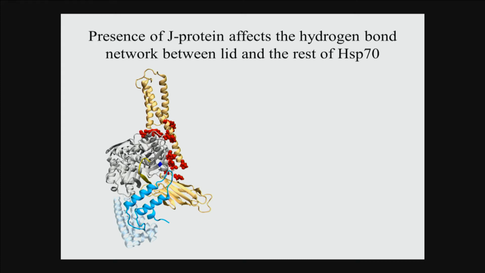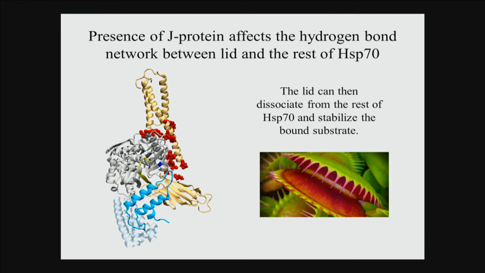They are less frequent, so it facilitates the lid dissociation, and the lid can close on the substrate, stabilizing the binding. So it works a bit like the Venus flytrap. So it closes on the substrate protein and doesn't let go.